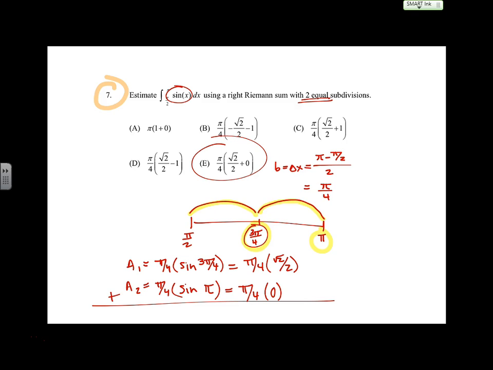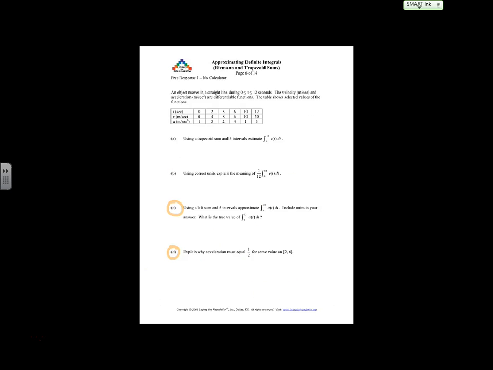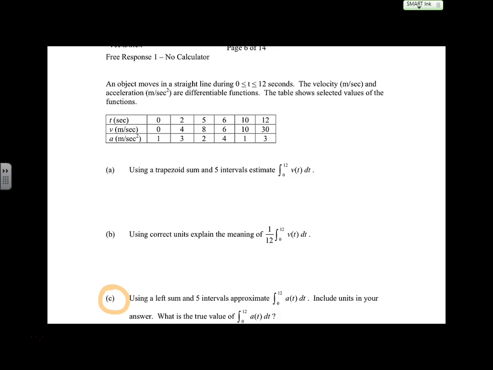Okay, time for FRQ questions. Let's go to the first FRQ, non-drafting calculator, C and D. We have a table, and in our table we have time, velocity, and acceleration.